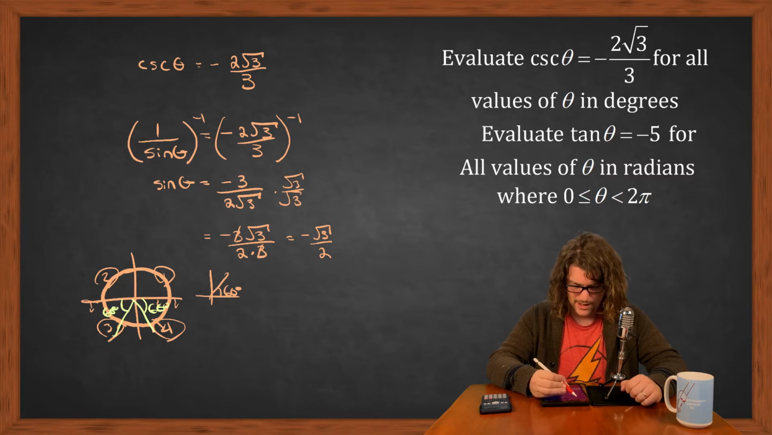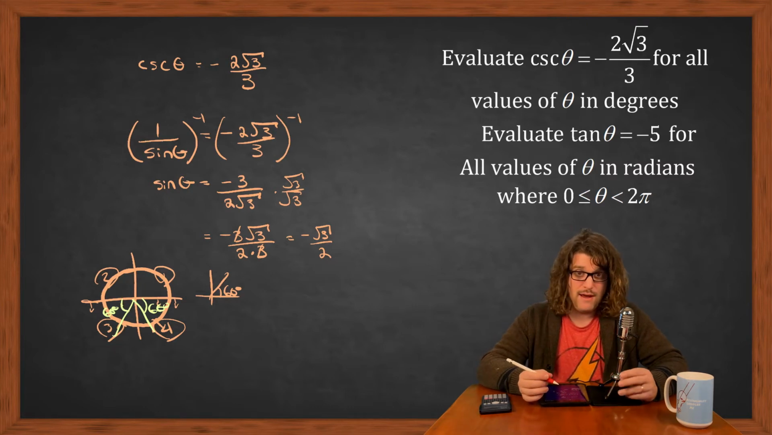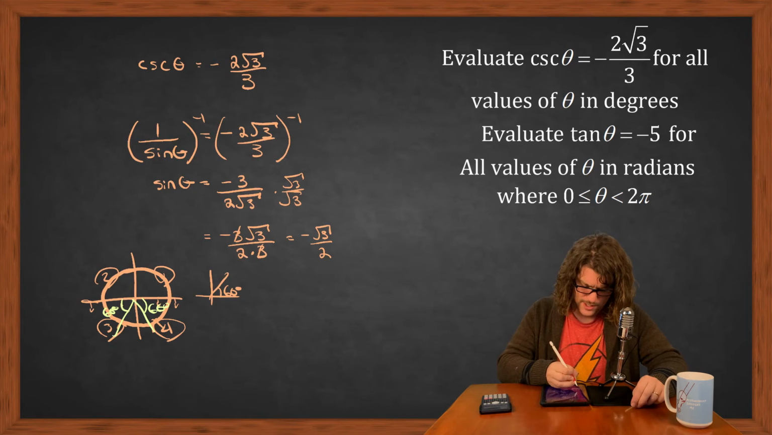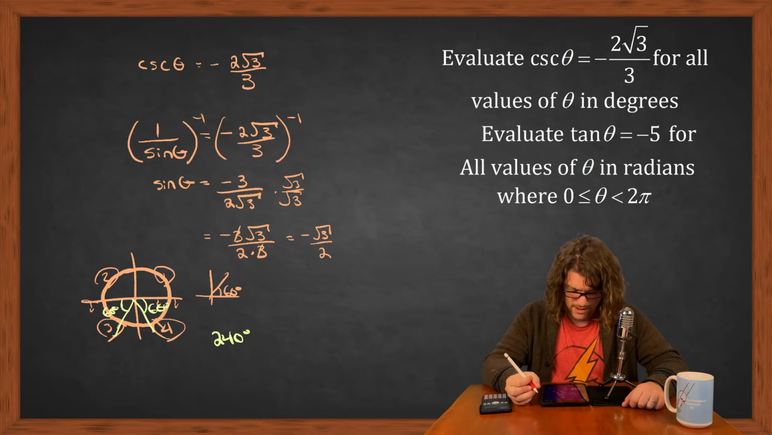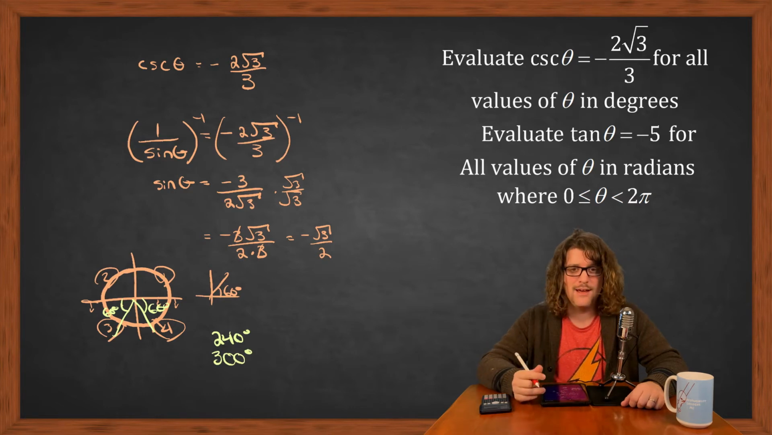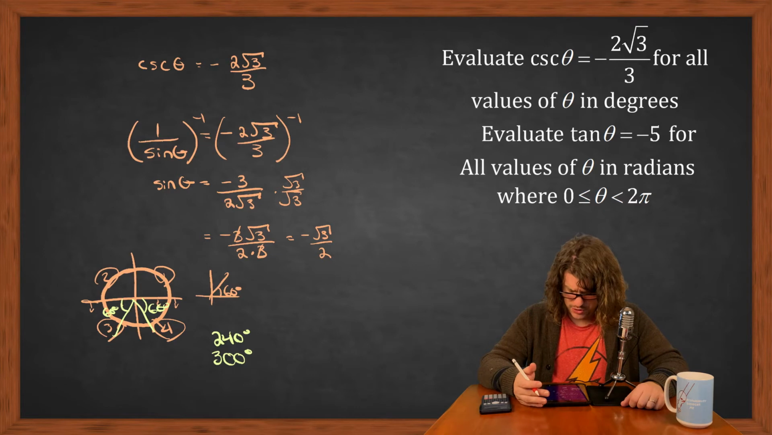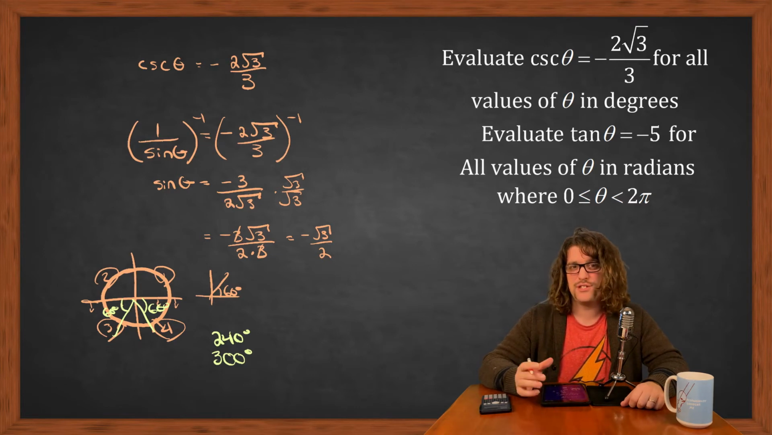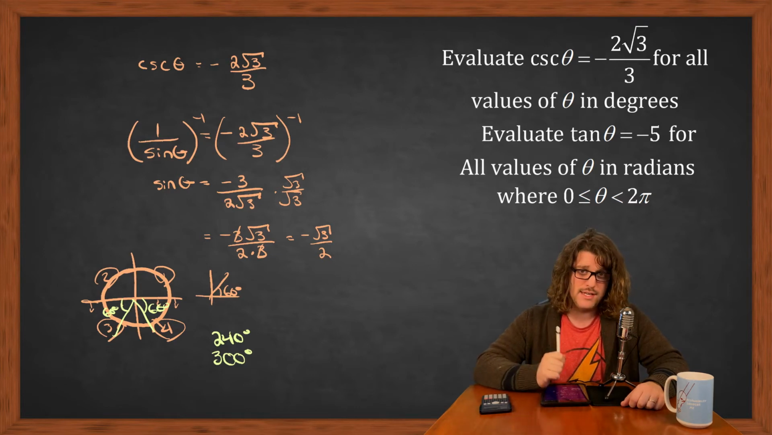So I'll just back that up. And so I have two options. I have 60 degrees past 180, so that would be 240 degrees. As well, I have 60 degrees short of a full rotation, which would be 60 degrees less than 360, which gives me my 300.